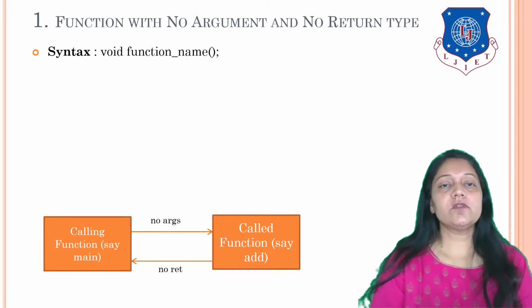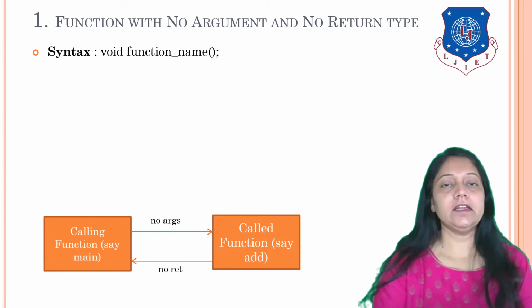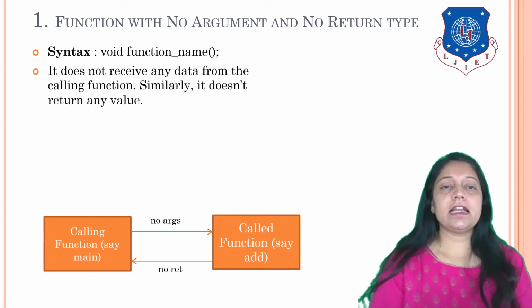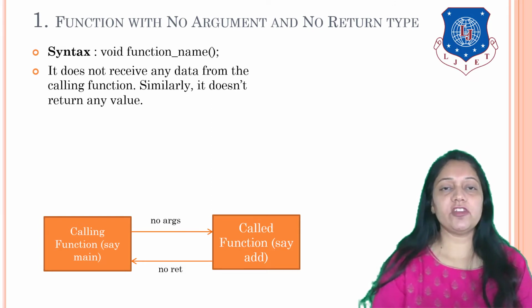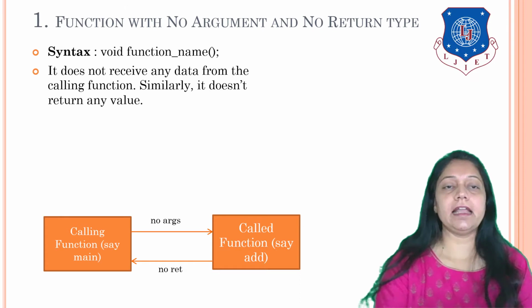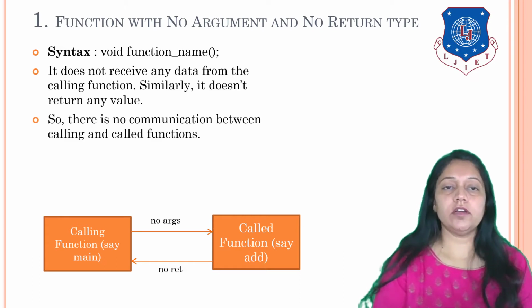The first keyword is void because there is no return type. Then give any function name, and the brackets should also be empty. So this is the way you are going to declare the first category of the function, ending with a semicolon. What the first category of the function means is it does not receive any data from the calling function. Similarly, it does not return any value. So there is no communication between the calling and the called function. Let's see this with an example.